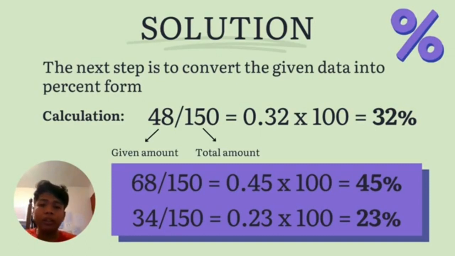In order to do this, we need to divide the given amount by the total amount. The given amount shown is 48. Then the total amount is 150. When we calculate it in our calculator, we get 0.32. We have to multiply it by 100 to make it a percentage. If we repeat the process for the other 2 given amounts, 68 and 34, what we get is 45% and 23%.